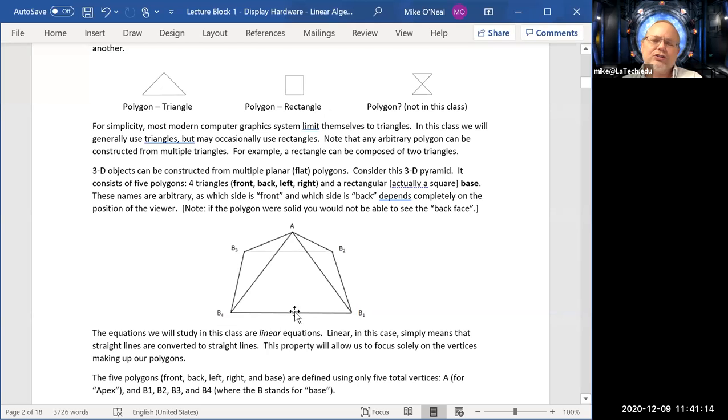The back line would be drawn just as solid as the front line. There'd be no difference. Okay? So what's a 3D object, and how can it be set up in a computer?